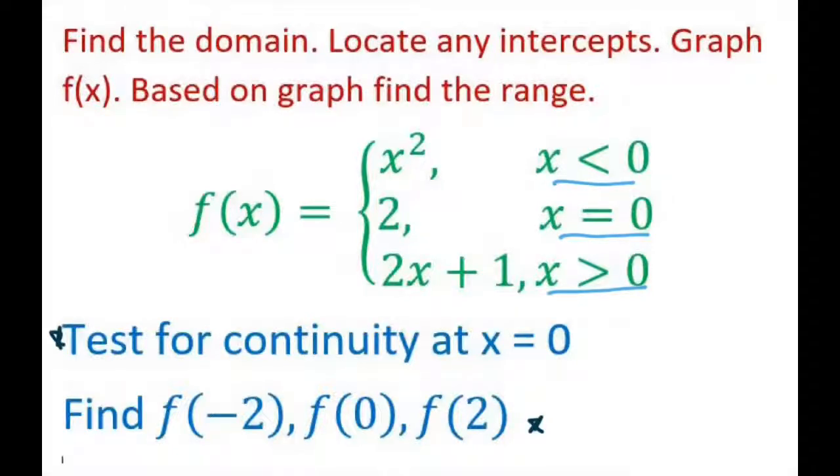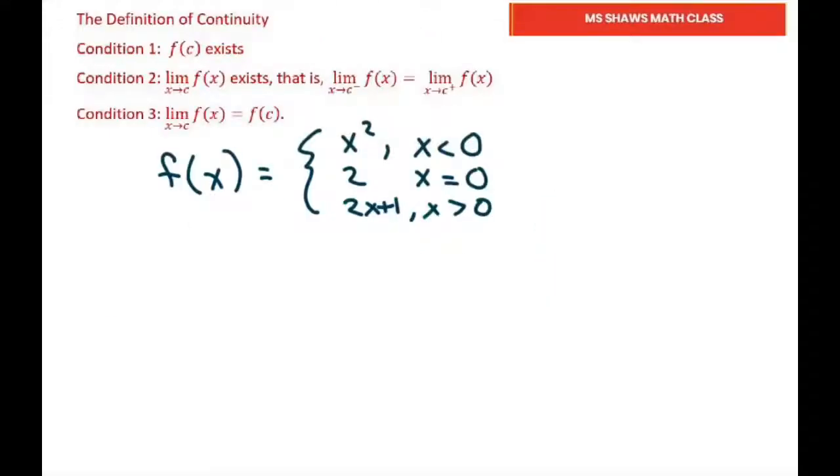So basically it's saying your domain is all numbers less than 0, all numbers greater than 0, and x equals 0. So that means that our domain is all real numbers. You can look at that without looking at the graph. Now the next thing we're going to do is test for continuity, to see if this graph is continuous.